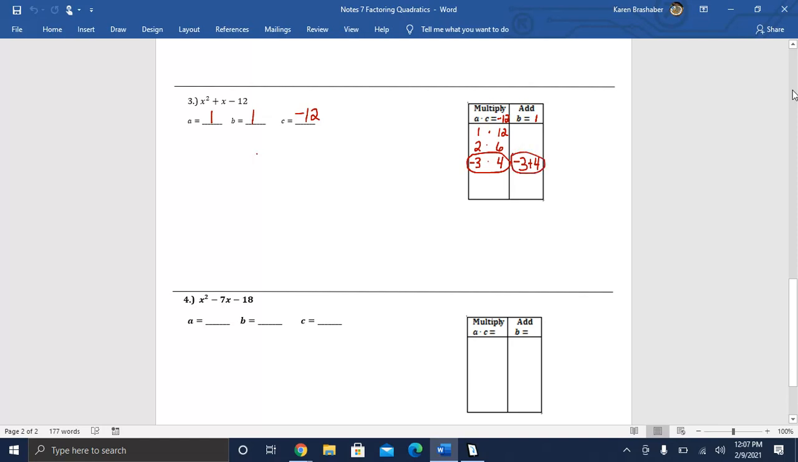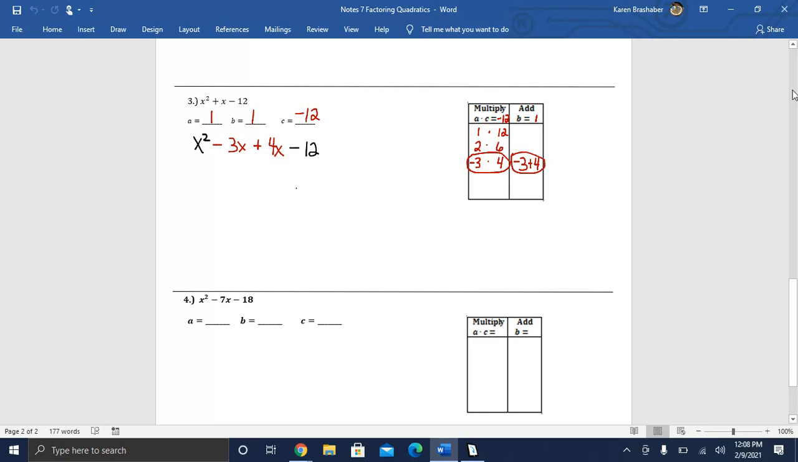So negative 3 plus 4 will give us 1. Negative 3 times 4 will give us negative 12. And it does matter which number is your negative. So make sure that you're thinking about the signs. Use your calculator if necessary. So we'll write our first term, x to the second. Splitting our second term up using our numbers, we have minus 3x and positive 4x. Those are from our chart. And then we want to use our last number, which was negative 12.